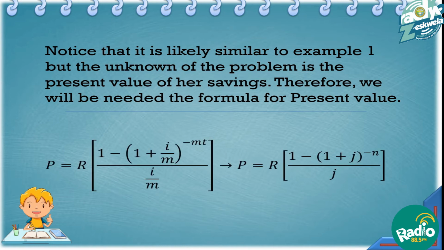The formula for the present value is P = R times the quantity of 1 minus the quantity of (1 + I/M) raised to the power of negative M times T, over I/M. That is equal to P = R times the quantity of 1 minus the quantity of (1 + J) raised to the power of negative N, over J.